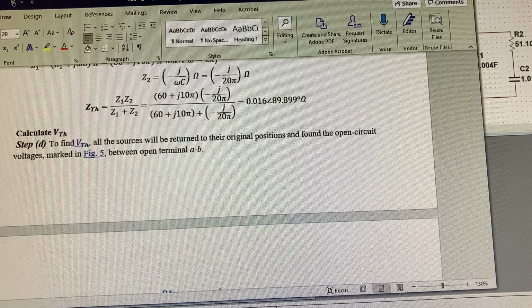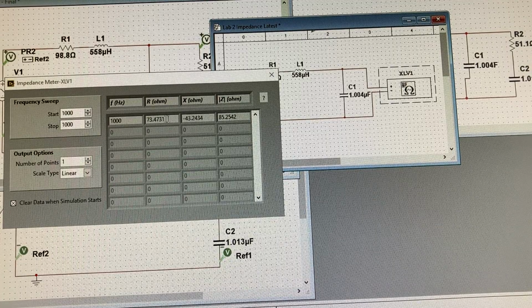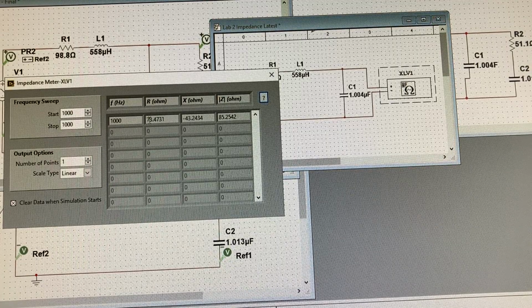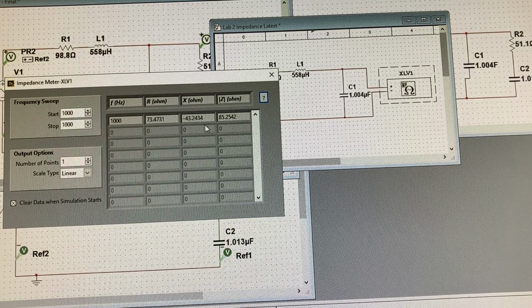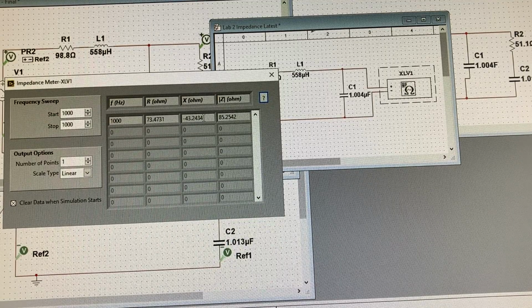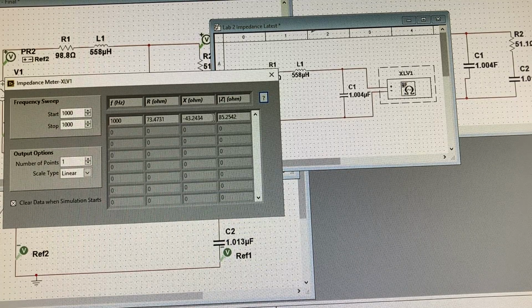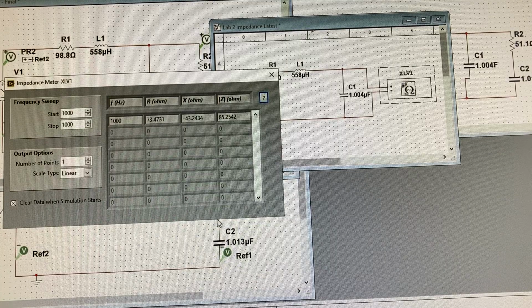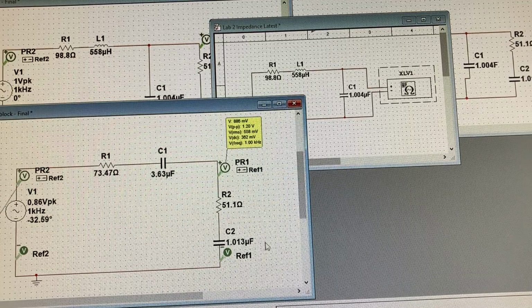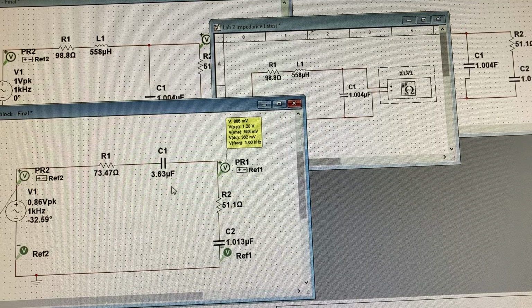When I did this, I ended up with exactly this value. This is the resistance I'm going to use on my Z Thevenin load, and this provides me my reactance. Since this is negative, I need a capacitor. Then you use the capacitive reactance equation to determine the capacitor value that you need. When I take this value and put it into my equation, I need this value for a capacitor. Again, I'm not going to review this.